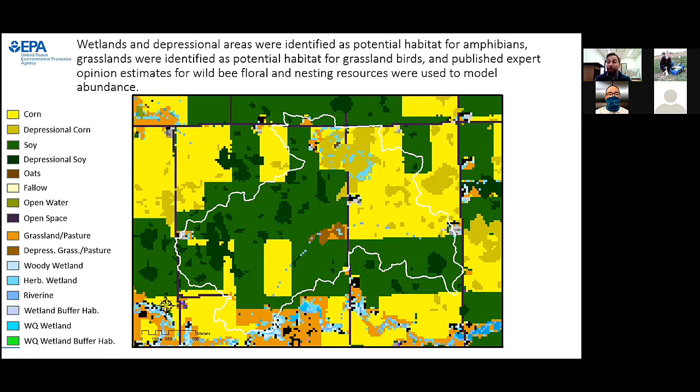All wetland and depressional land was then identified as potential habitat for amphibians, while all grassland habitat was identified as potential grassland bird habitat. Published expert opinion estimates for wild bee floral and nesting resources were used to model the relative abundance of 10 different species or genera of bees.